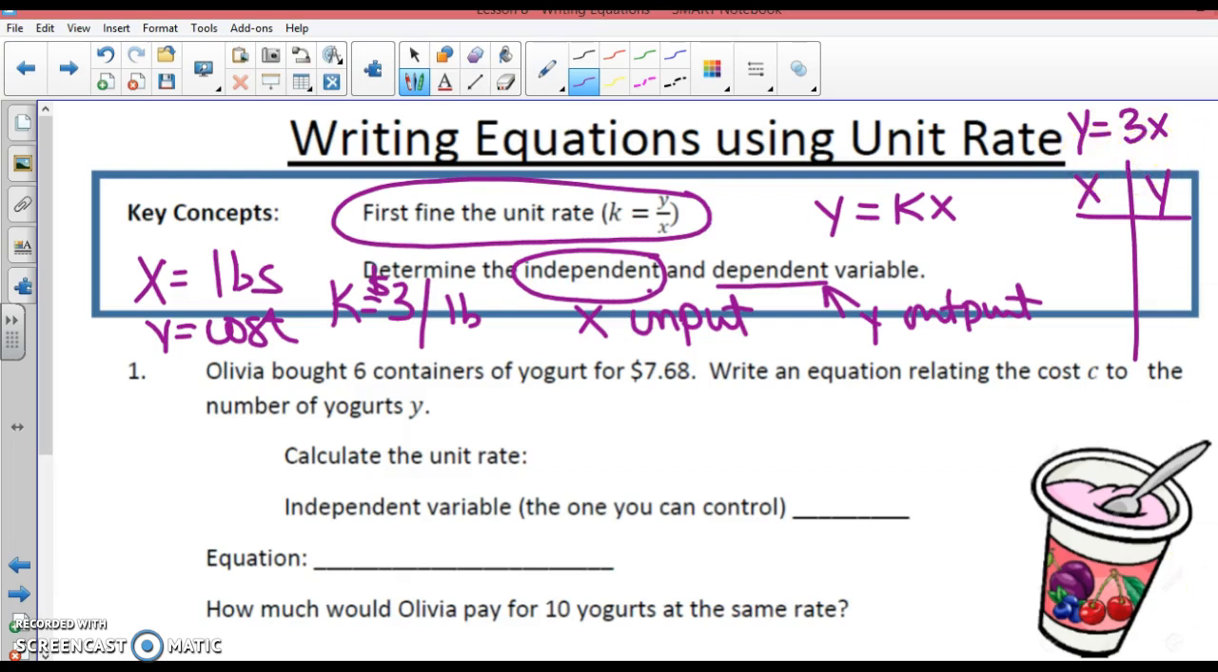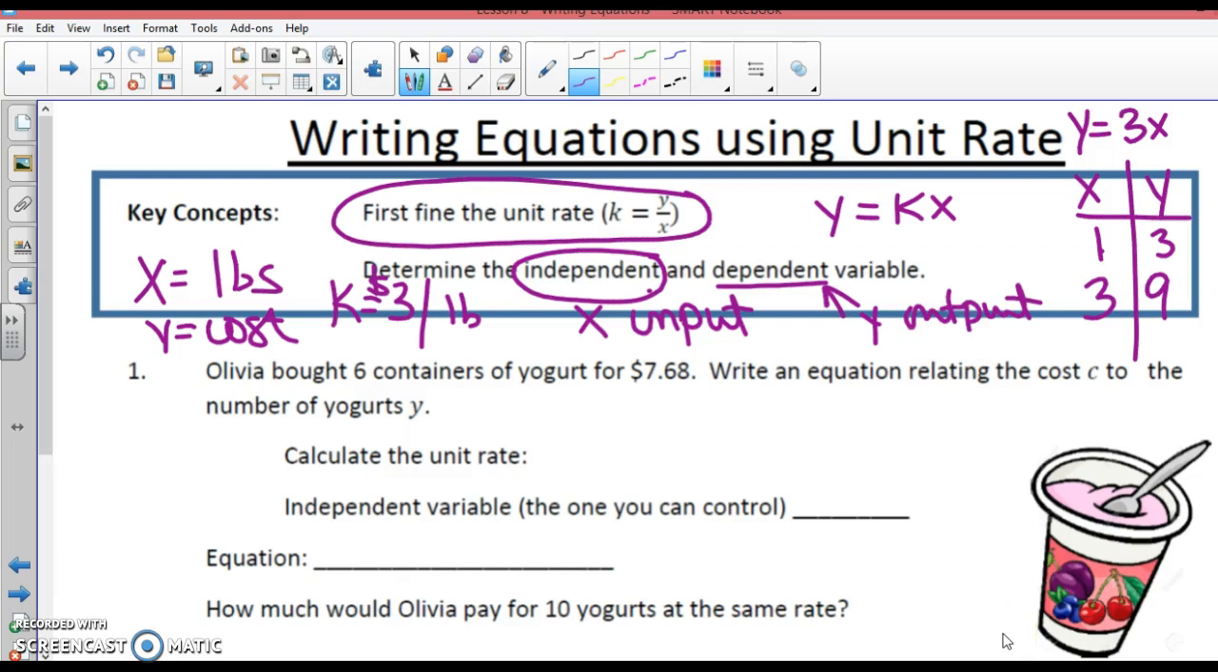So here's our equation. Y equals 3x. If I want to know how much 1 pound of whatever it is we're buying costs, I'm going to substitute 1 in up here. 3 times 1 is 3. This is my independent variable. I can buy as many pounds as I want. Let's say I want to buy 3 pounds. If I buy 3 pounds, I substitute 3 in. 3 times 3 is 9. Costs $9. My input is the number of pounds. My output is my cost.